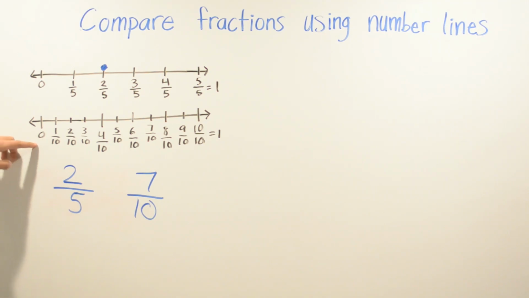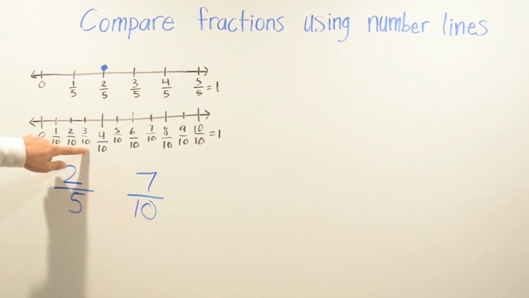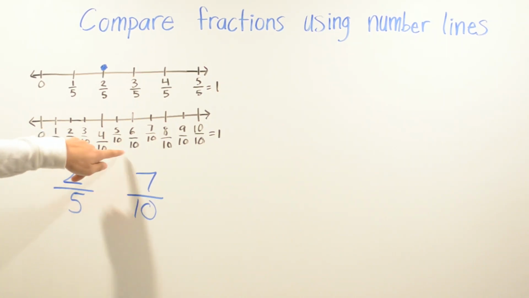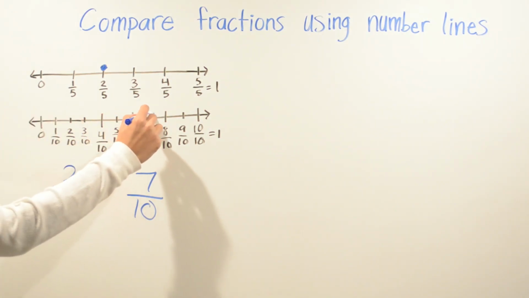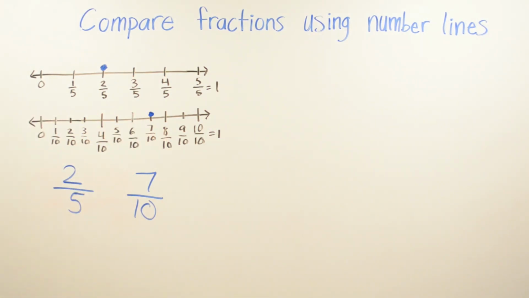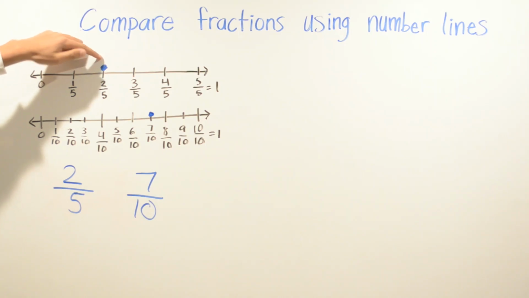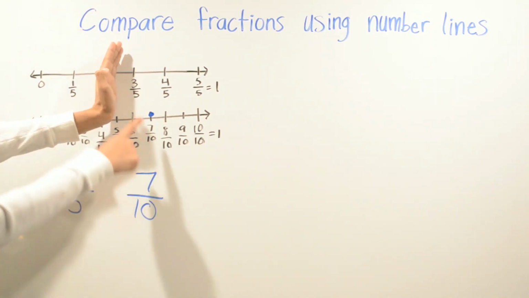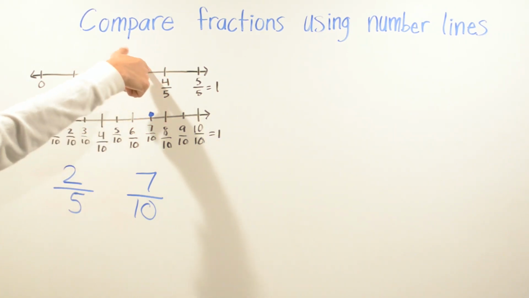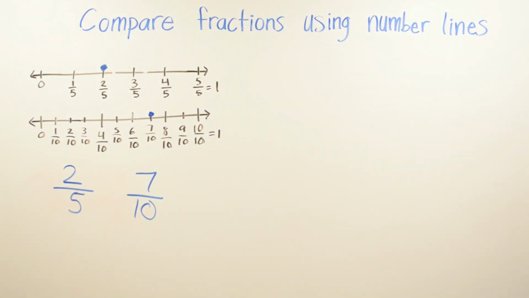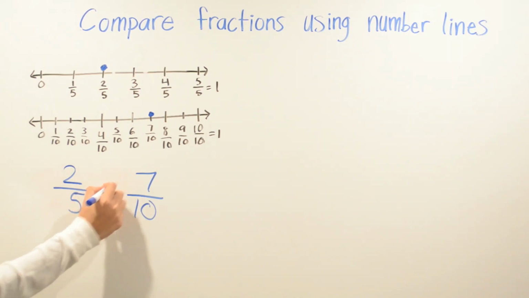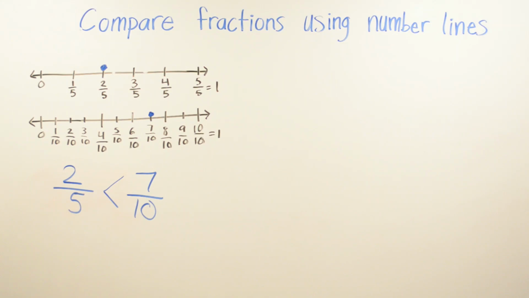So here we have 0, 1/10, 2/10, 3/10, 4/10, 5/10, 6/10, and 7/10. That's our second fraction. We circle it. So which one do you think is greater? Let's find out. Here we have 2/5, and as you can see, 2/5 is here, and 7/10 is right here. So which one is greater, 7/10 or 2/5? I think that 7/10 is greater. So your answer is going to be 2/5 is less than 7/10.